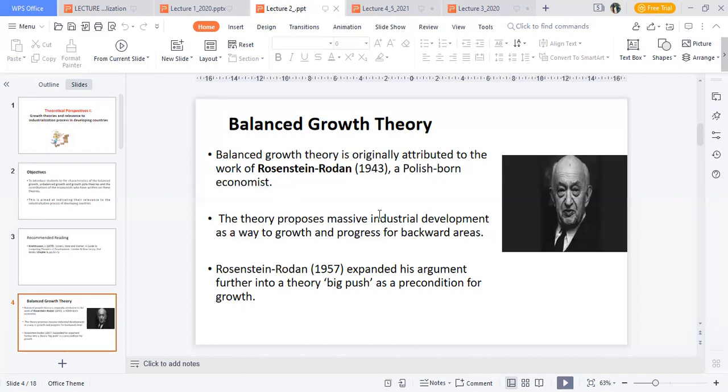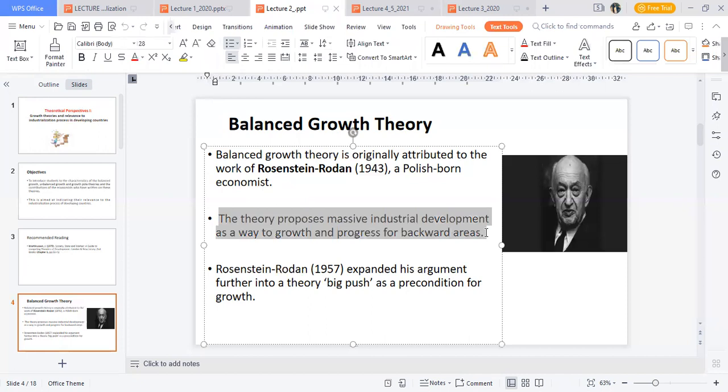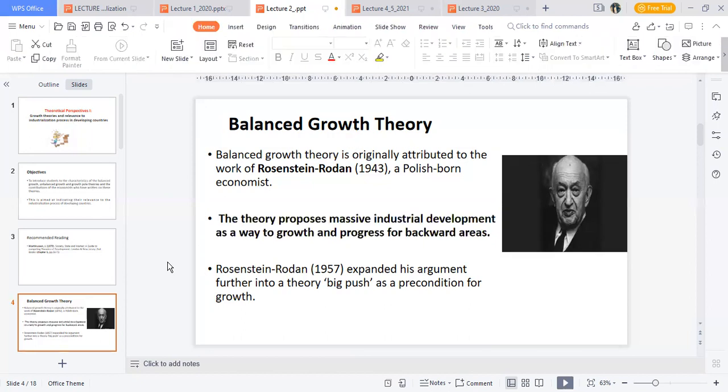The theory proposes massive industrial development as a way to growth and progress for backward areas. What it means is that if, as a country, you want to develop, you need to practice what I've highlighted, which is very important: you need to make sure you have adopted industrialization. If Ghana wants to develop, Ghana has to adopt industrialization. If Senegal wants to develop, Senegal has to adopt industrialization.